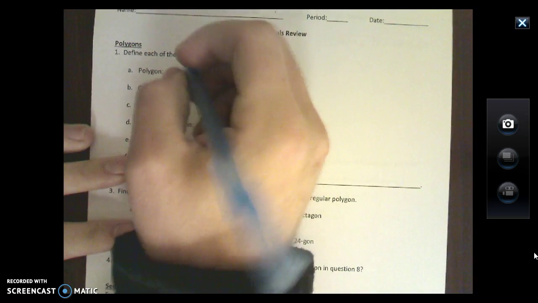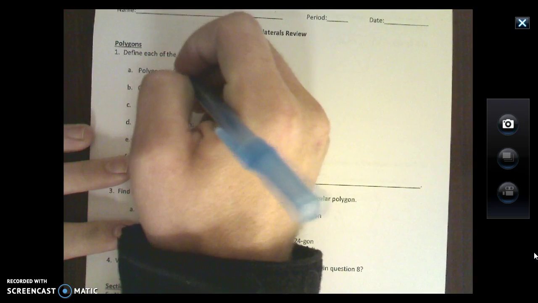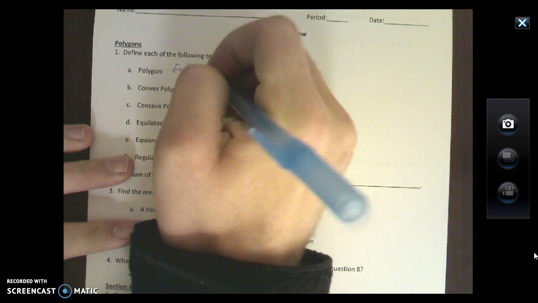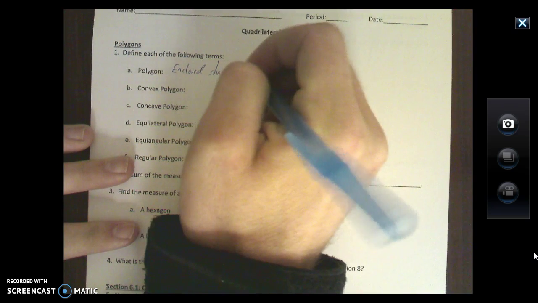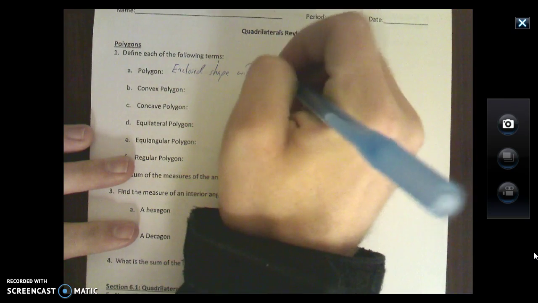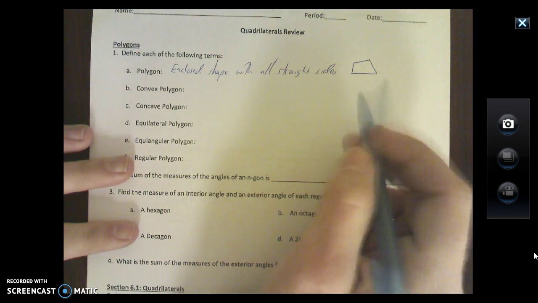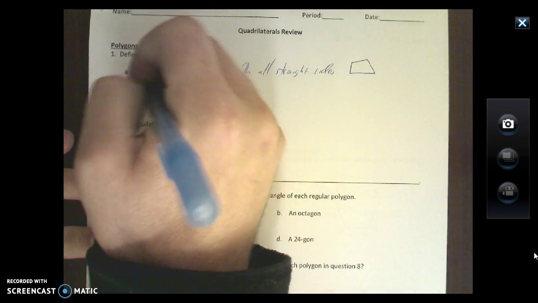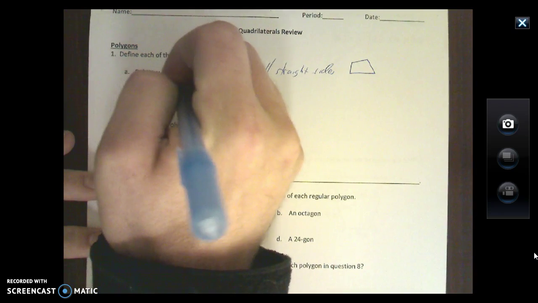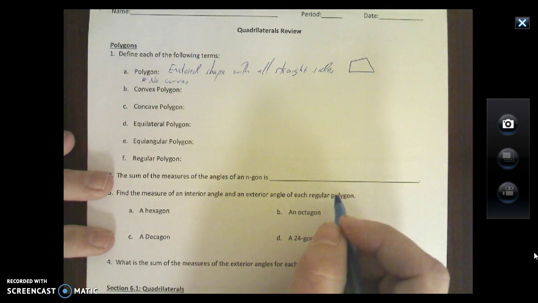A polygon is a closed, enclosed shape with all straight sides. So you're looking at all straight sides, it's enclosed, no curves. Anything along those lines, you're in good shape.